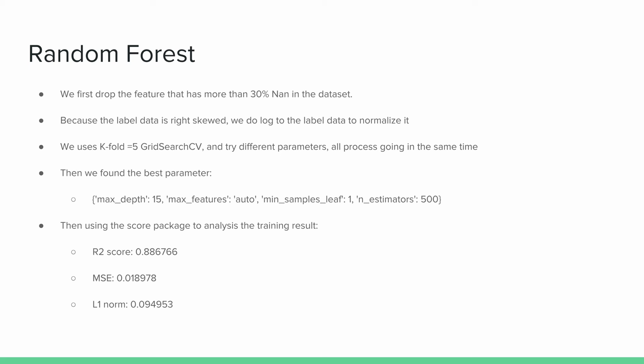After everything's set, we begin to train our model. We use random forest regressor with different parameters to try. We choose to do it with replacement because of the relatively small dataset. Then we use k-fold and grid search CV to find the best parameters for prediction. We found that the max depth should be 15, and we use all the features for best splits. The number of trees in the forest should be 500, which means we take the average of 500 decision trees.